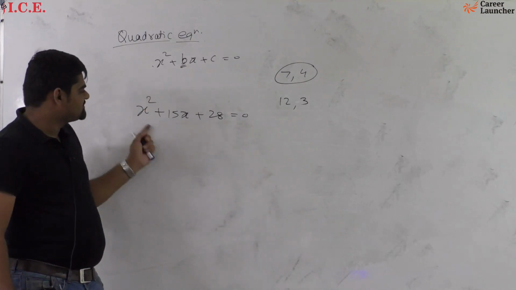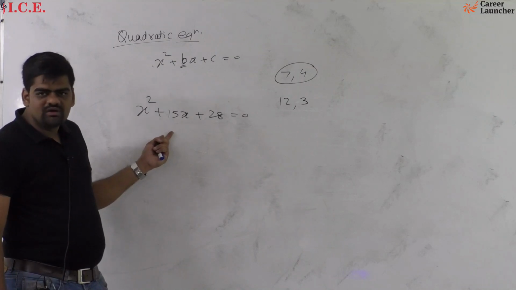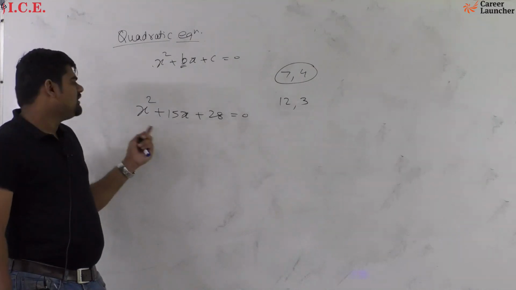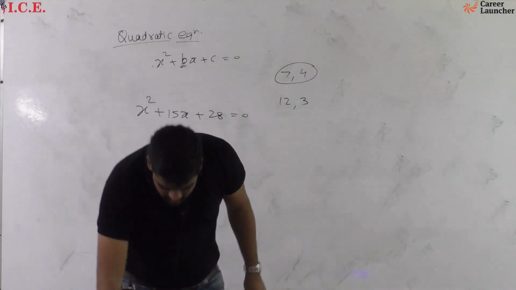The actual roots of the equation can be found by solving this equation. You can solve it either by b square minus 4ac, that is the discriminant method, or if you can split, you can split. Fine? Okay.